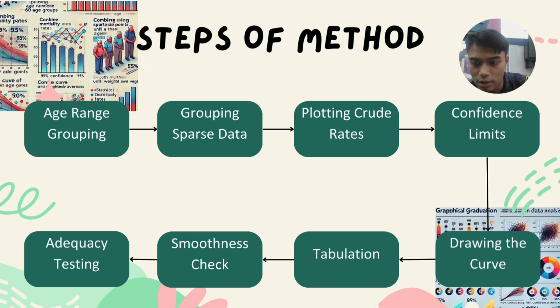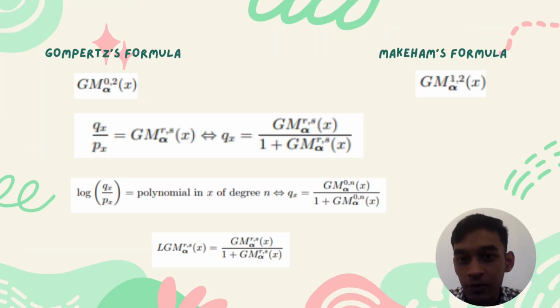Lastly is adequacy testing, in which tests are applied, adjusted for degrees of freedom. Next is the Gompertz formula, which is GM 0,2 alpha x, and the Makeham formula, which is GM 1,2 alpha x. You can see that qs over ps equals GM r,s alpha s, which is qs equal to GM r,s alpha s over 1 plus GM r,s alpha s.